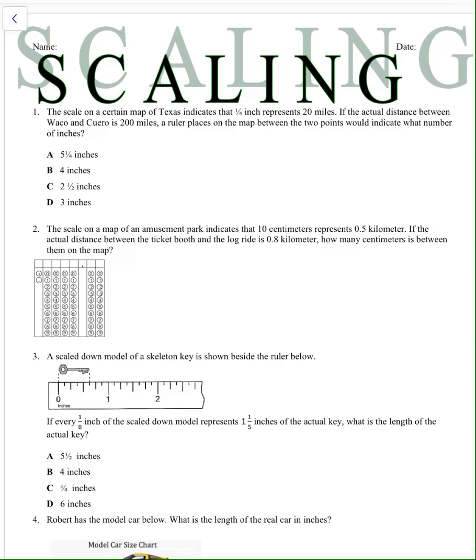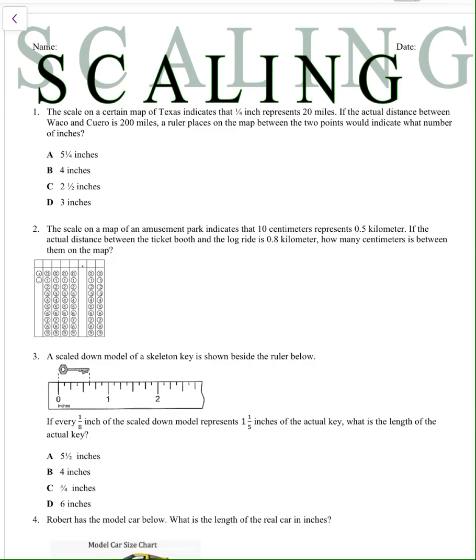Don't you love the title? The way that I made the word scaling be big and little at the same time, just like a scale, comparing something big and something little. Oh, that was cute. All right, so let's go ahead and get started with number one.